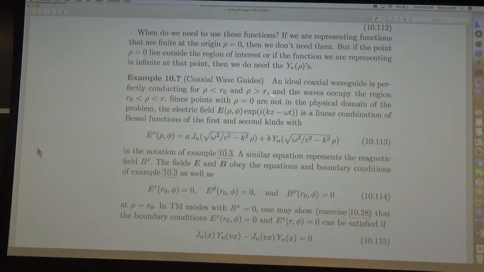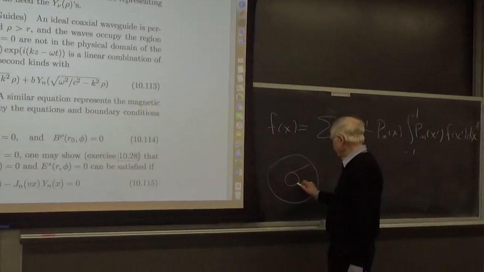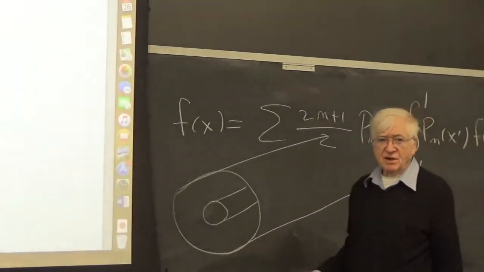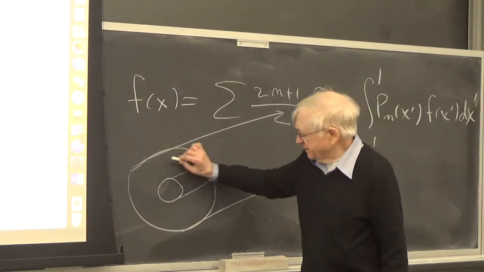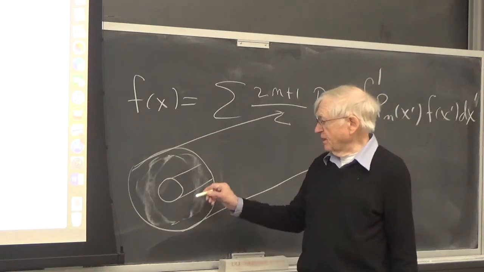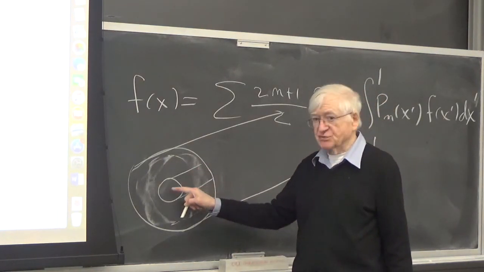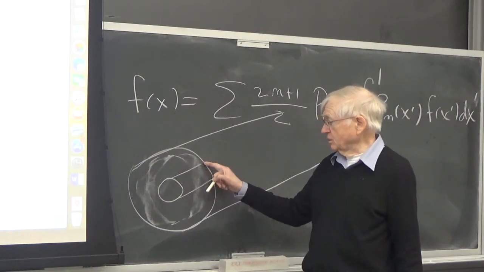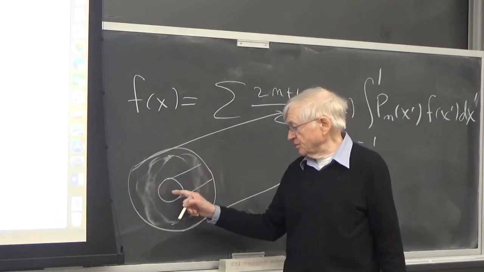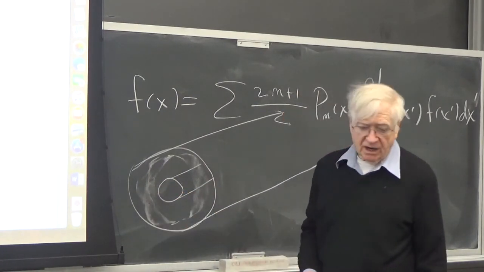An example is a coaxial waveguide, where what you've got is something that looks like this. So this is metal, and that's metal also. The electromagnetic fields are in this region here, and they don't penetrate smaller than this radius here, and they don't get any farther from the origin than this radius here. So they're in this region between this point and that point.